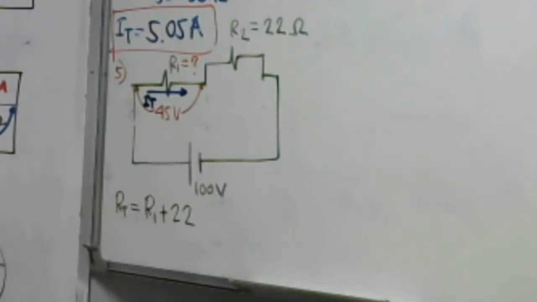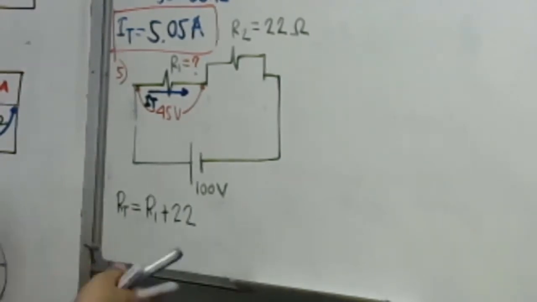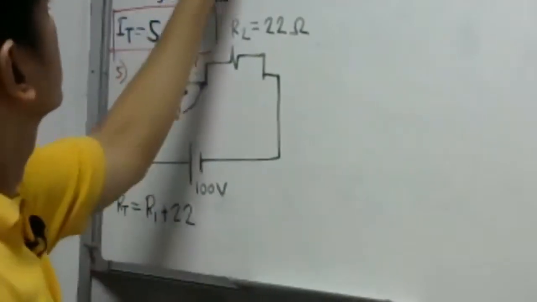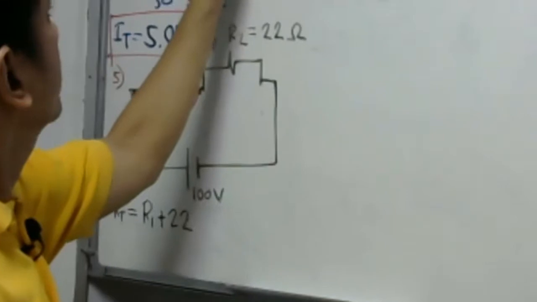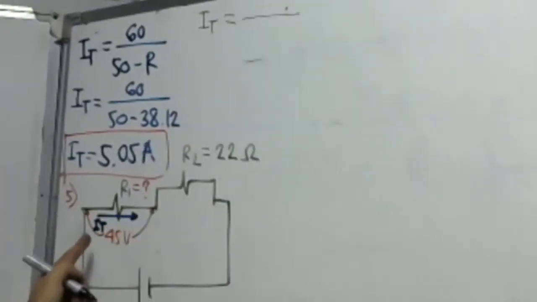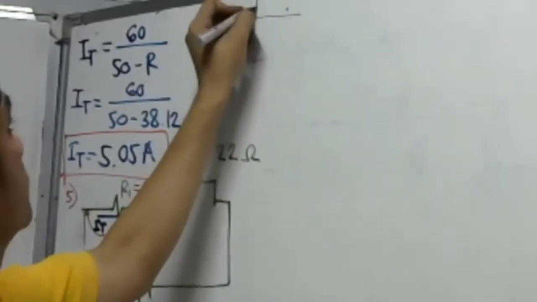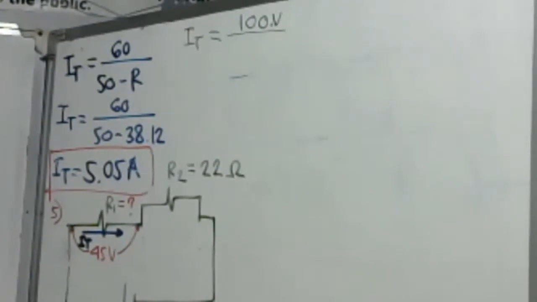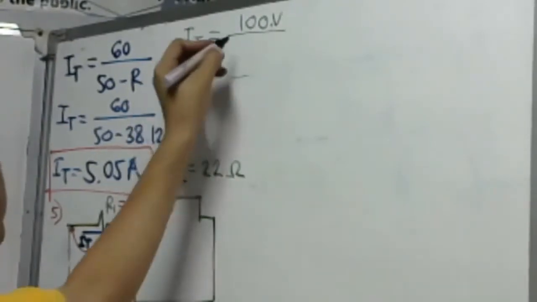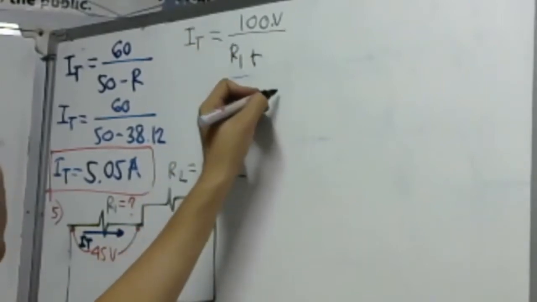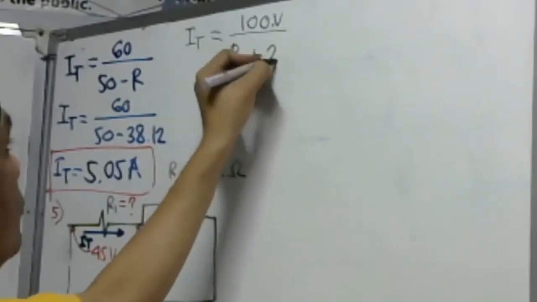By the way, let us get our total current. What is our total current? Total current is equal to what? Total voltage. What is our total voltage? 100 volts over total resistance. R1 plus 22. R1 plus 22 ohms.